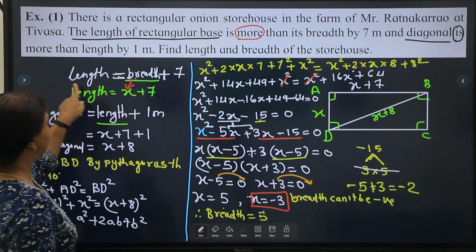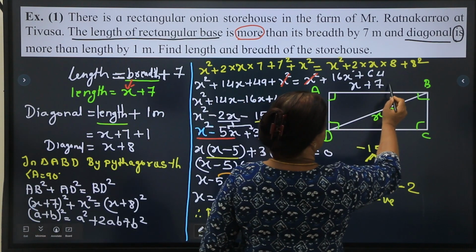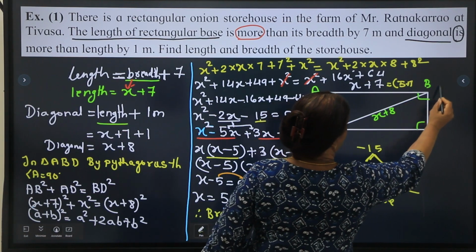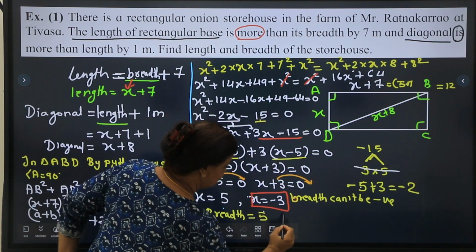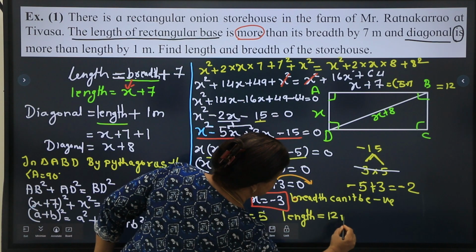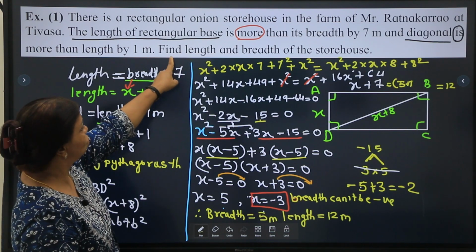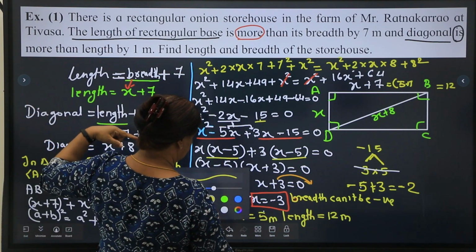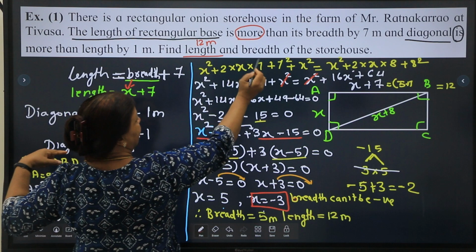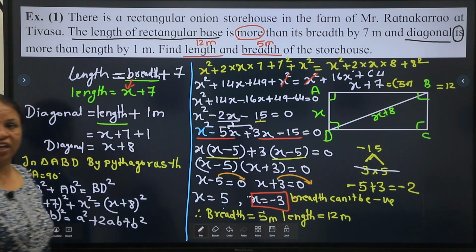So, what is the length? Length we are getting x plus 7 and x value we got 5. So, length we can write here, that is 5 plus 7, which is equal to 12. So, length is 12. Let us write length is equal to 12 meter. At the end you must write down the unit because they have mentioned meter as unit. So, length also we got, length is 12 meter children and the breadth is 5 meter. You can pause and children you can solve the sum.